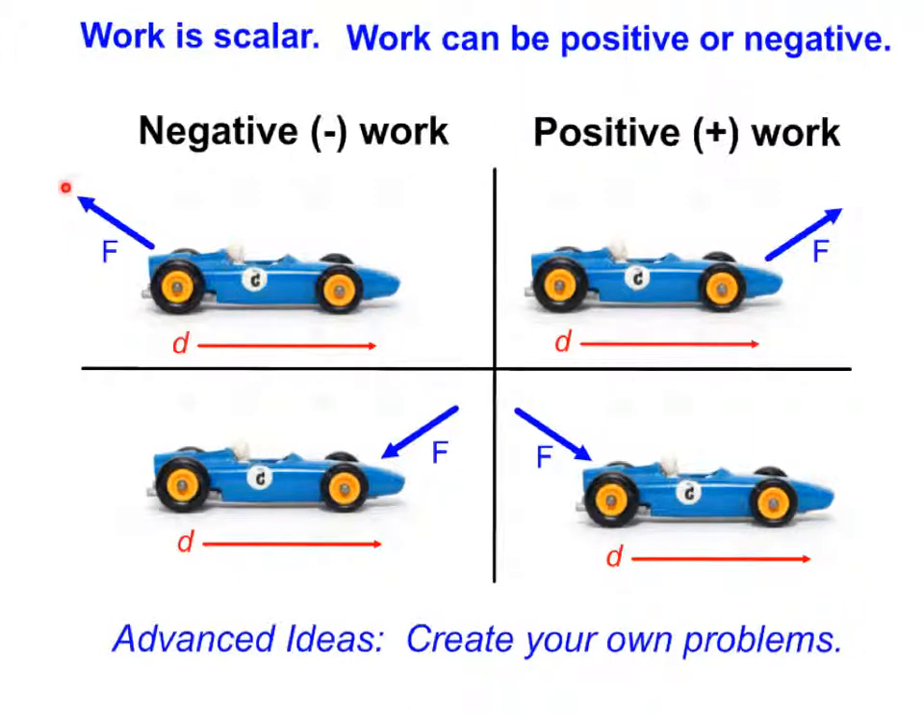Here we have the components of force in opposition to the direction of the motion, and here as well. The component of the force is in this direction. The displacement is in this direction in the horizontal. So both of these situations are going to have a negative value for work because the component of the force in the horizontal is in the direction that's opposing the motion.